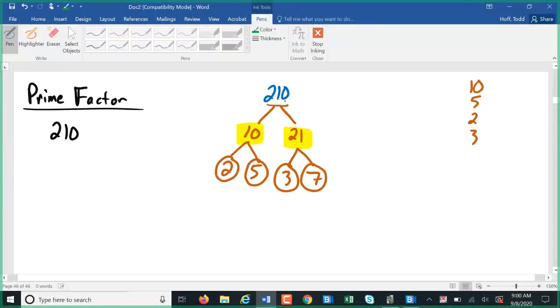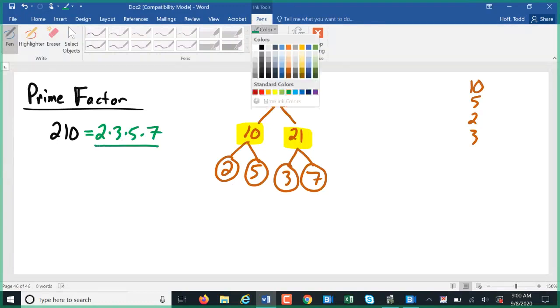So let's put these in order. From smallest to largest, 210 has factors of 2 times 3 times 5 times 7. If I multiply those up, I will get 210.